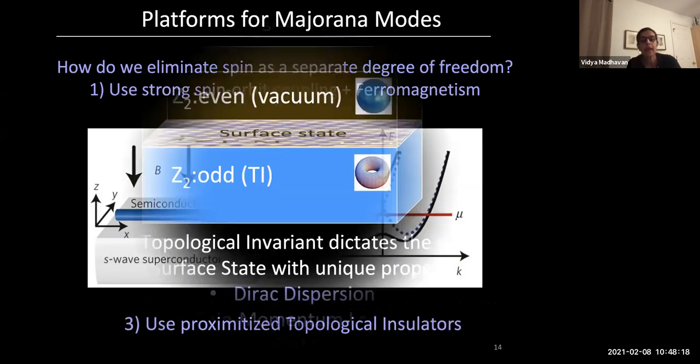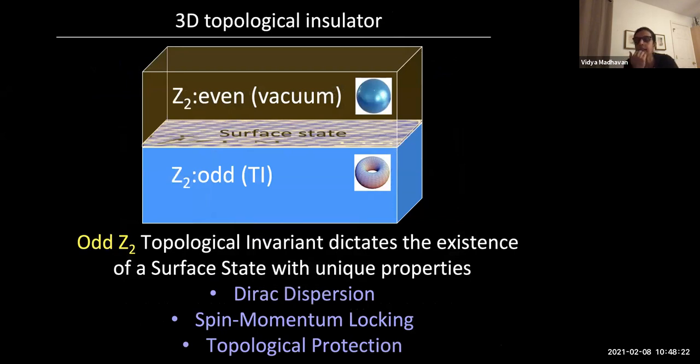And then the third way is to use a topological insulator. Now, you've probably heard many talks on topological insulators, so I don't want to get into great detail about these materials, but we now know that if you have an insulator where the bulk has non-trivial topology, then that non-trivial topology dictates the existence of two-dimensional surface states, which have very unique properties. The unique properties are Dirac dispersion, spin-momentum locking, and so on. And the Dirac crossing is protected by some kind of symmetry, like time reversal or some crystalline symmetry.